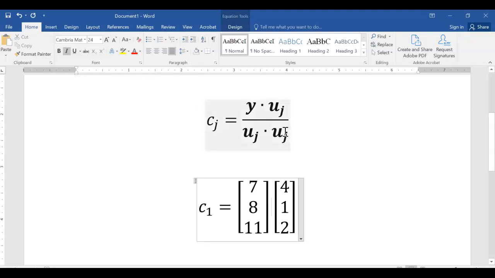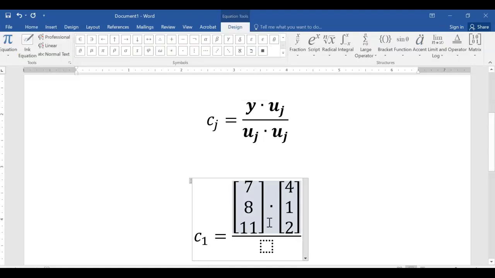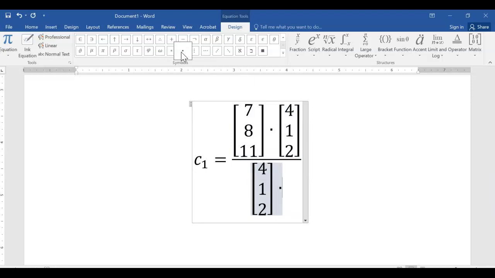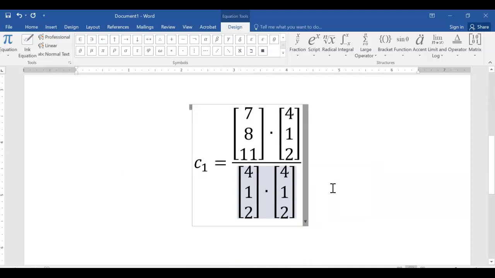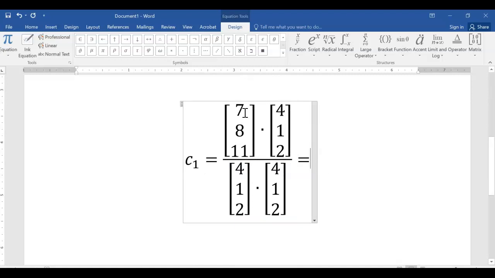inner product with 4, 1, 2. And then divide it by the inner product of 4, 1, 2 with itself. Okay? Now, this is just going to be some real number. Let's go figure out what this is.